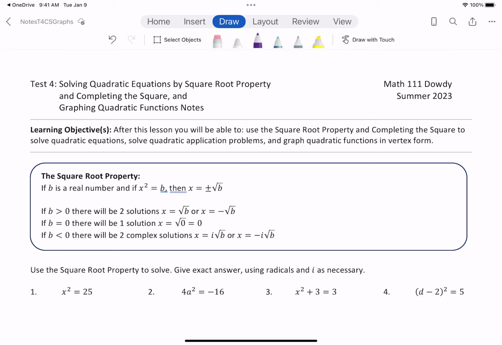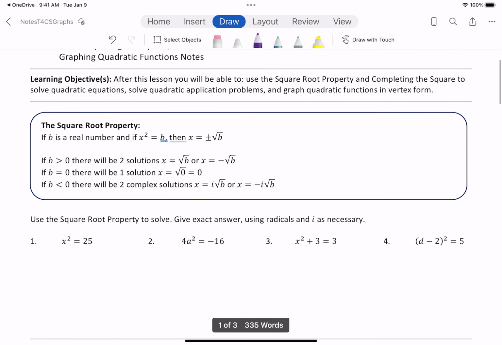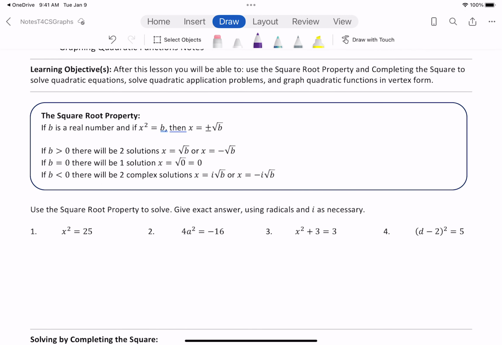Alright, welcome to the first lesson for test 4. We're going to start looking in this test at ways to solve quadratic equations other than factoring. The first thing that we're going to look at is using the square root property.